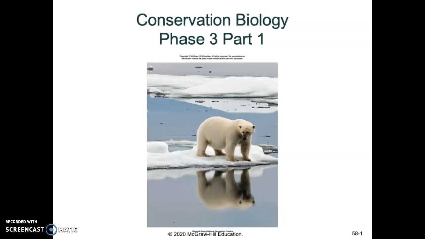All right, so we're into phase 3 of conservation biology. This is the first part. Think about everything we've discussed in phase 1 and phase 2 and the different parts and components of those lectures. What we're going to do at phase 3 is talk about how to put together a plan to try to avoid species extinction.